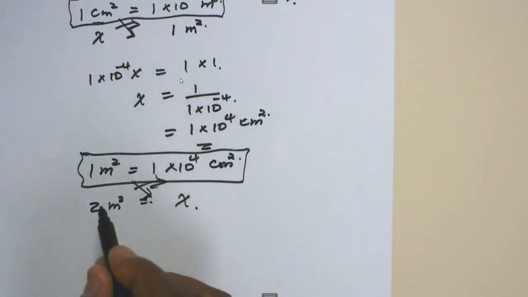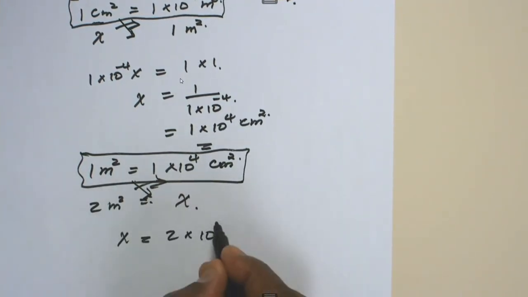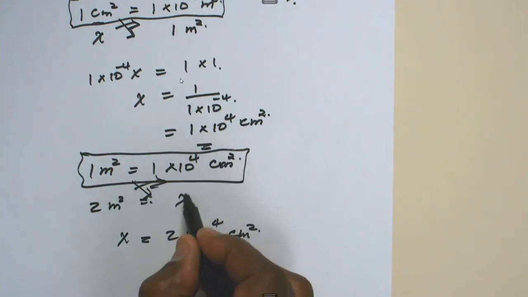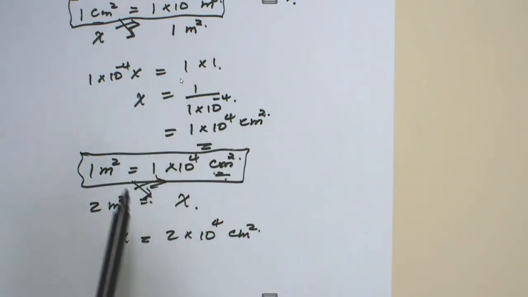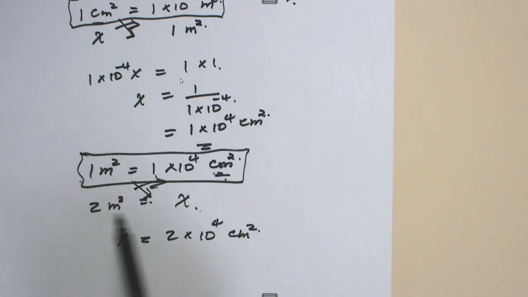And you will see that 2 square meters will therefore be equal to, your x here will be equal to 2 times 10 to the power 4, but we are saying centimeter squared, because our x is on the same side as that. So if you use that as your conversion factor, it doesn't matter what other quantity you are given, you can put whatever quantity is required on the correct side, and then you calculate the other quantity. I hope this makes some sense, and probably will help us in our calculations as we continue.